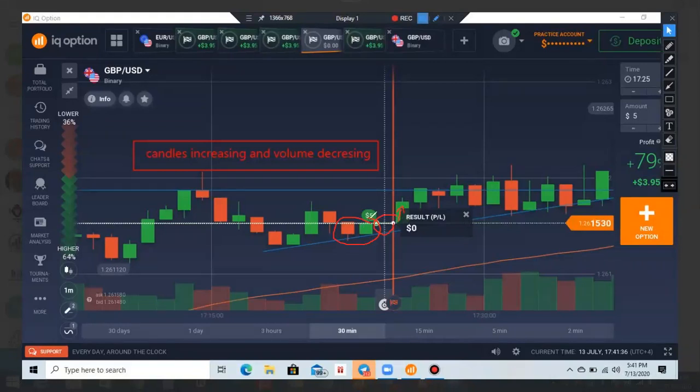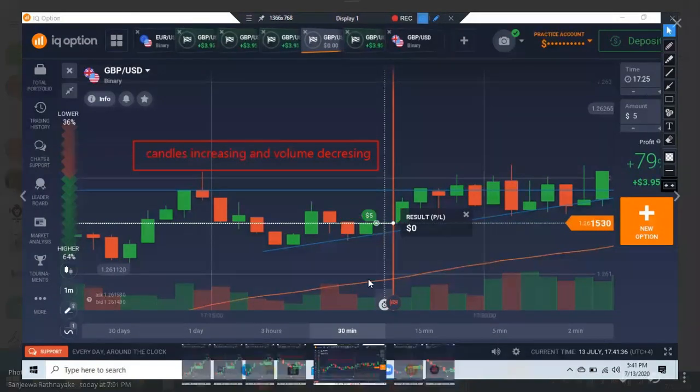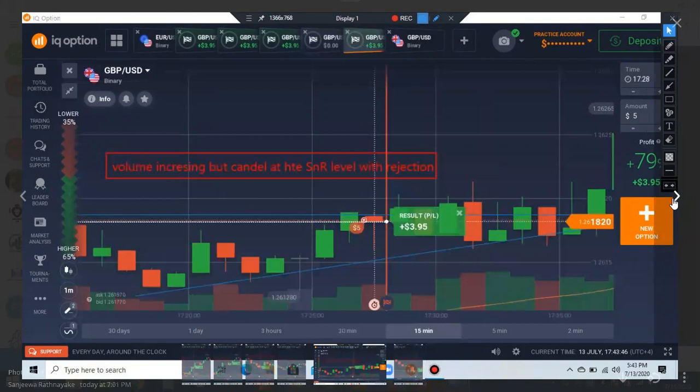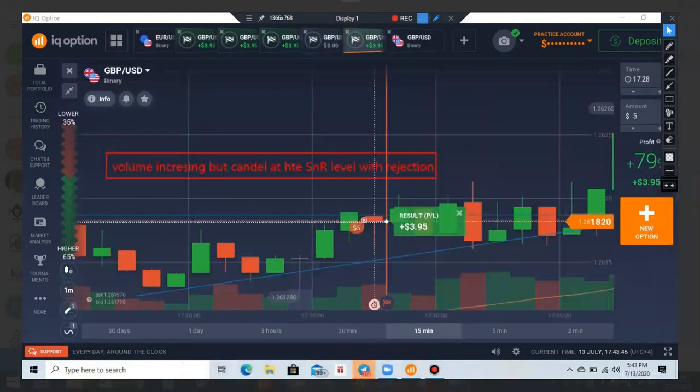And when the pattern is created, always wait for the retracement. If the pattern suggests that there will be no retracement or rejection, then you can trade. But there is a doji, and you were lucky that it closed at the ATM. But when a price action pattern appears, you must look at the condition, where you are. Okay, volume increasing but candle at the SNR level with rejection. Yes.